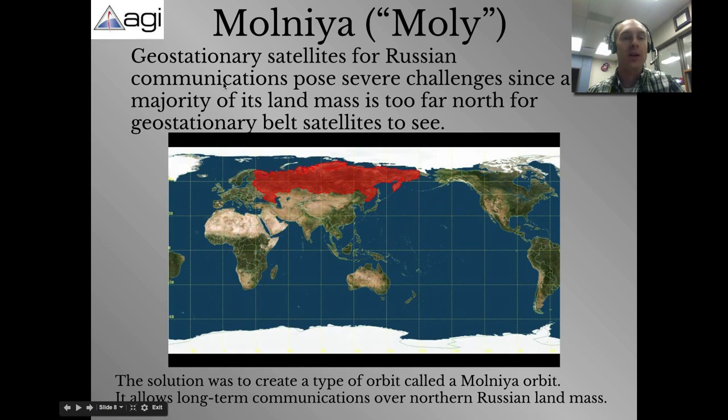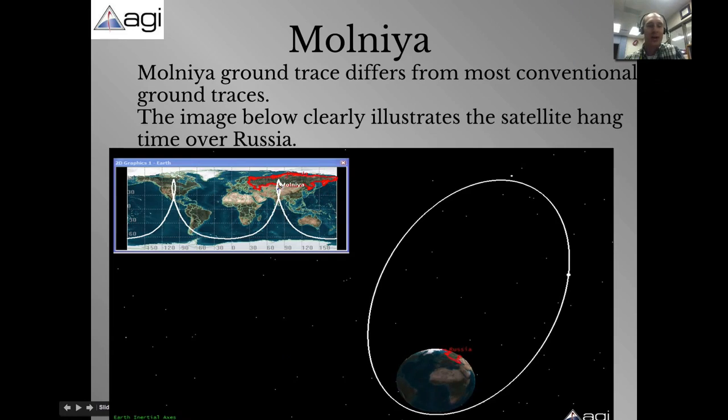Geostationary satellites for Russian communications pose severe challenges, since a majority of its landmass is far too north for geostationary belt satellites to see. We are way, way, way too far north here. So it doesn't work to just have a geostationary satellite. So the solution was to create a type of orbit called a Molniya orbit, and it allows long-term communications over the northern Russia landmass. So here's how they do it. This is sort of cool here.